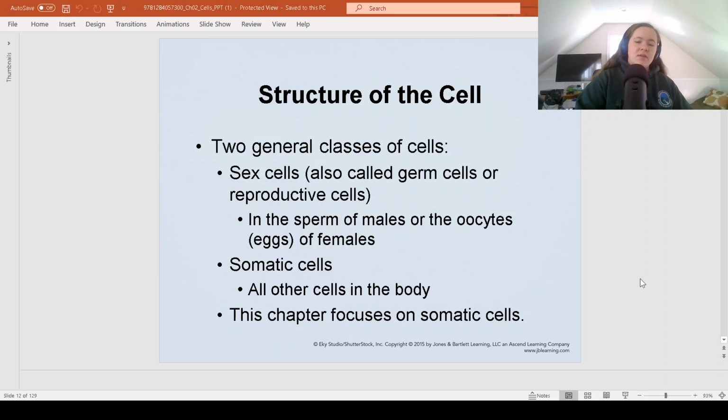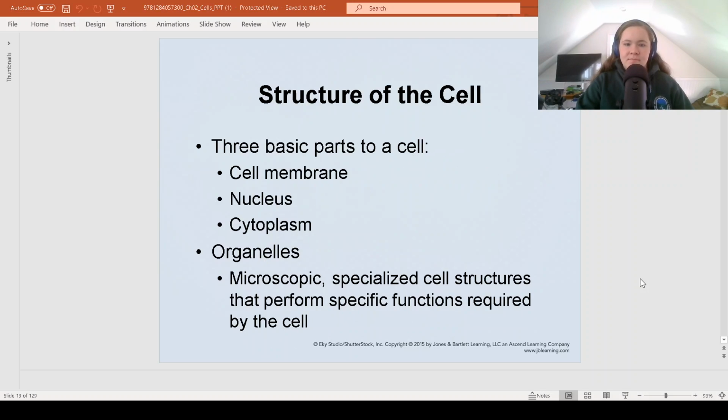So, in the structure of the cell, we have 2 general classes. We have sex cells, also called germ cells or reproductive cells, in the sperm of the males or the oocytes, eggs, of females. And somatic cells, all other cells in the body. And this chapter will focus on somatic cells.